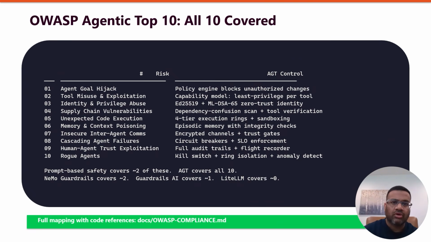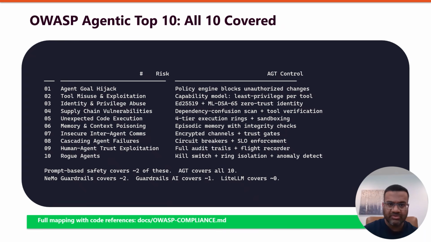Let me walk through the OWASP Agentic top 10 quickly because this is what security teams care about and this is what will come up in your compliance reviews. ASI01, agent goal hijack. Attackers try to change what your agent is trying to do via prompt injection. AGT's policy engine blocks unauthorized goal changes at the action layer, not the prompt layer.